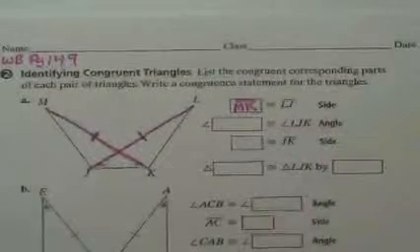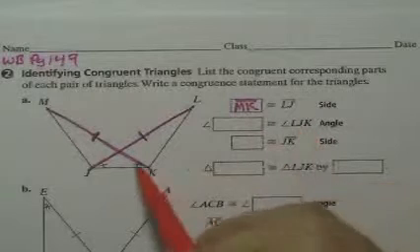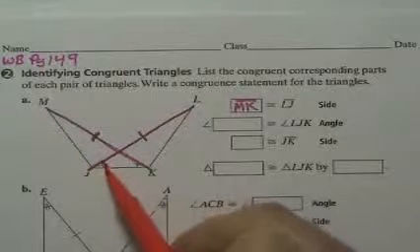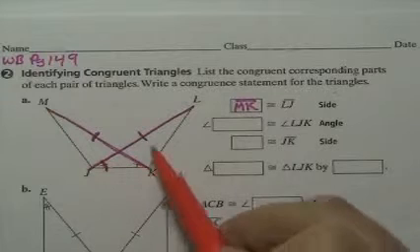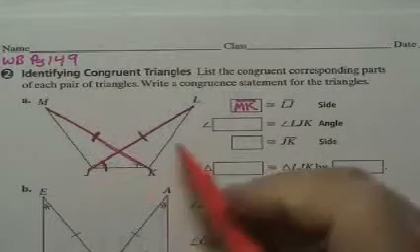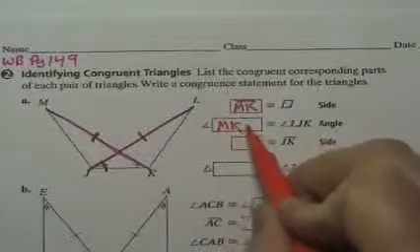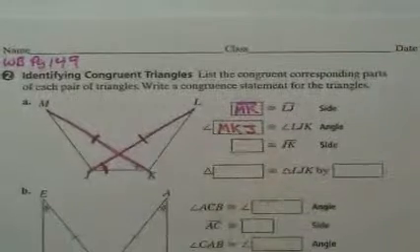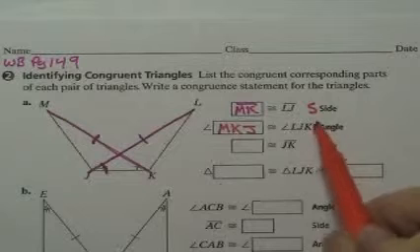Okay, the next one. Angle LJK. Well, let's see. Where's angle LJK? That's this angle right here. This one is congruent to this angle. So if we did LJK, we have to do MKJ. MKJ. That angle right there, MKJ. So notice already we have a side, we have an angle.